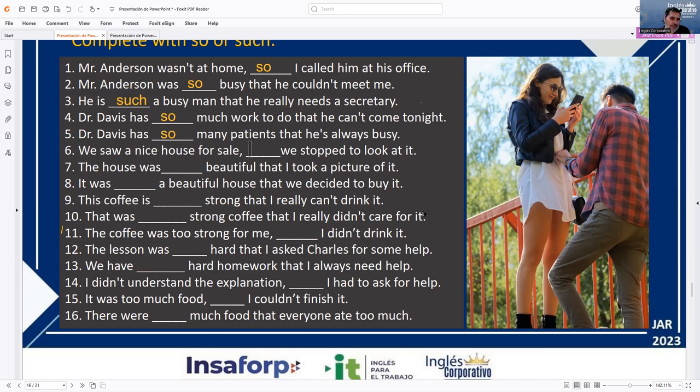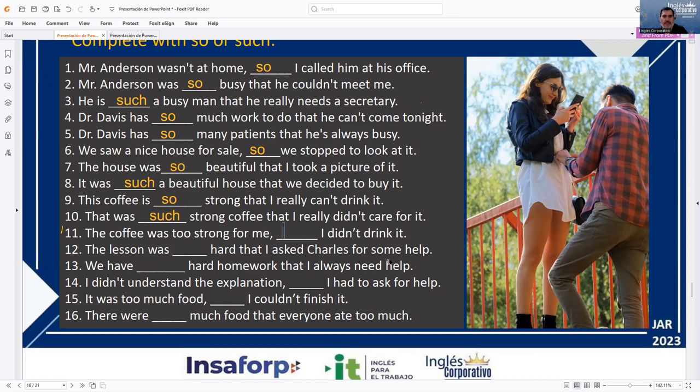We saw a nice house for sale, so we stopped to look at it. The house was so beautiful that I took a picture of it. It was such a beautiful house that we decided to buy it. This coffee is so strong that I really can't drink it. That was such strong coffee that I really didn't care for it. I didn't care for it means I didn't like it.